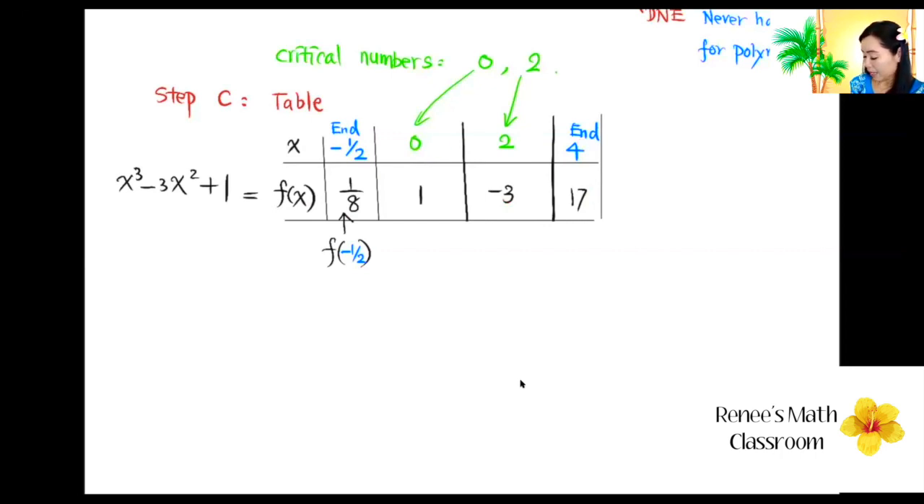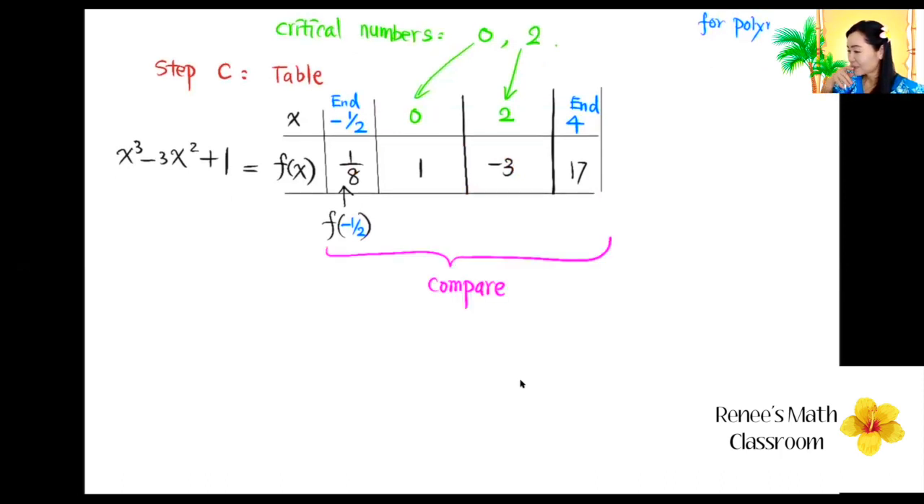Now you're going to compare the local max and local min with the endpoint values over here. Actually, I shouldn't say those are local max and local min. Those are the possible local max and possible local min. Okay, possible. And then we're going to compare those values with the endpoint values.